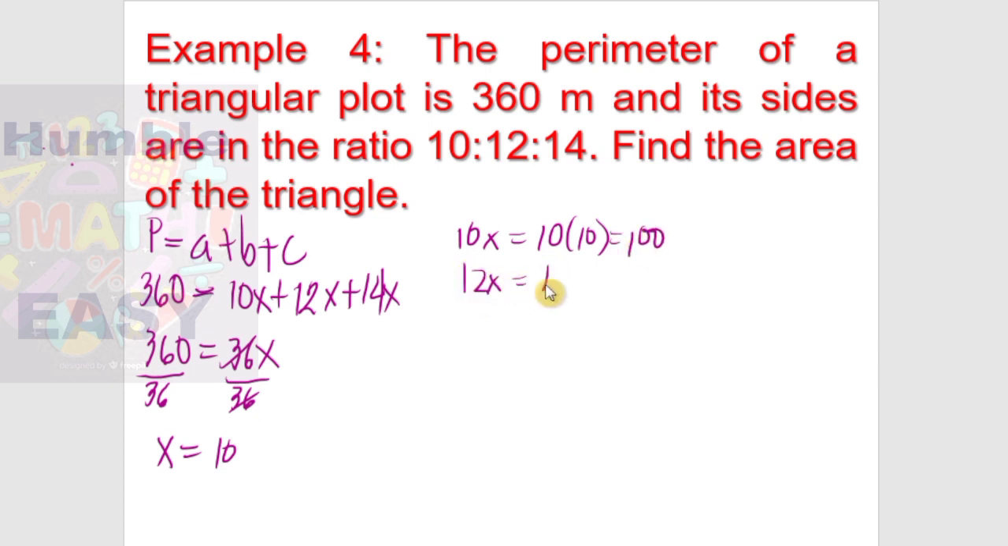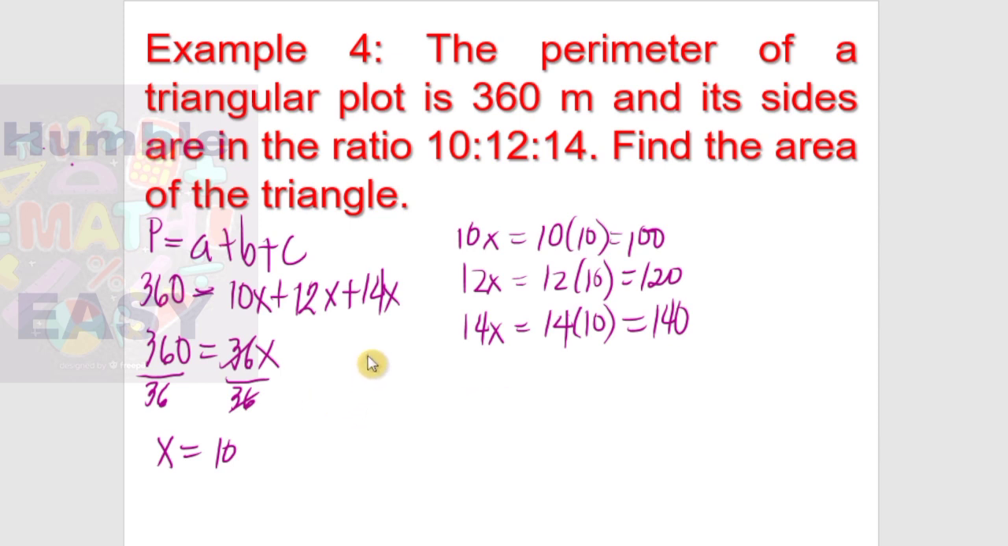12x, and we have here 12 times 10, and we have here 120. 14x is equal to 14 times 10, and we now have here 140. All the while the sum here is 360.